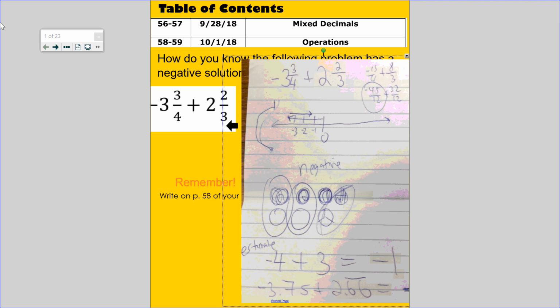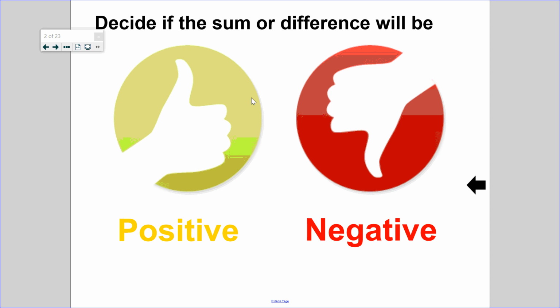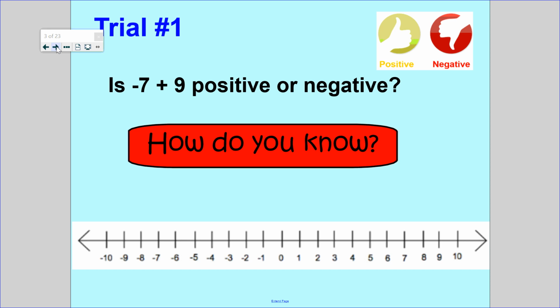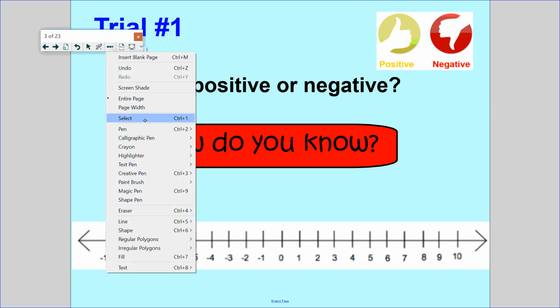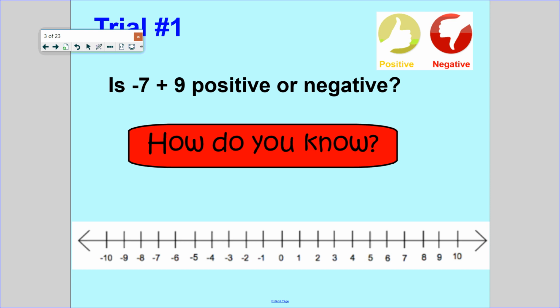So we are going to be practicing this today. You're going to decide if it's thumbs up, positive, or thumbs down, negative. Use this number line to help you if you need to. What is negative 7 plus 9? So negative 7 plus 9. Go 9 spaces starting from negative 7.